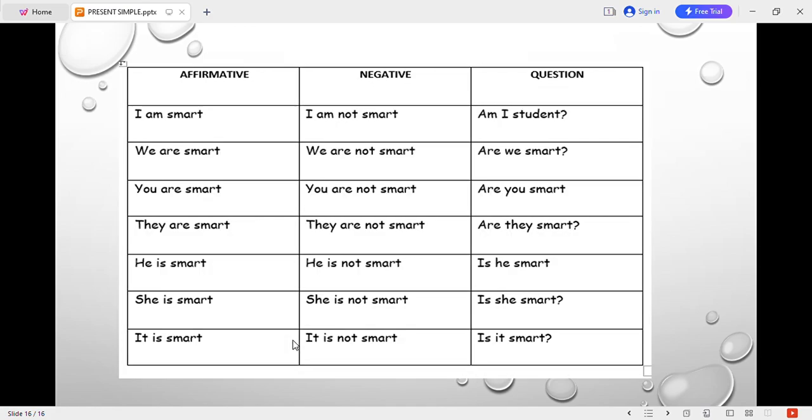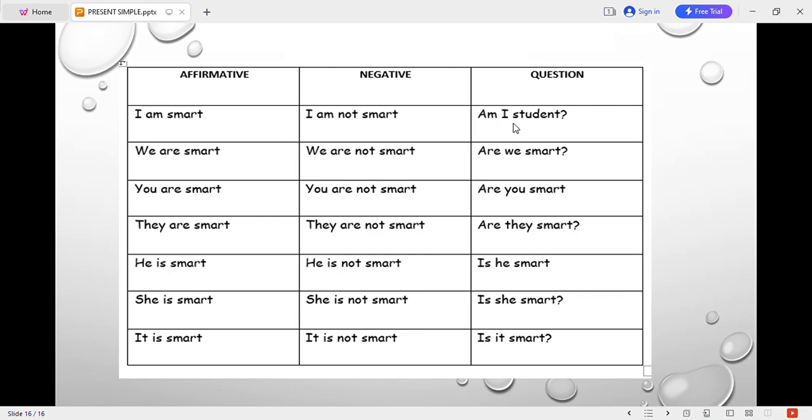Next, last. This is the affirmative sentence, negative sentence, and question or interrogative sentence in nominal sentences, not verbal sentences. So of course we can see the to be verb here: am, are, is. Take a look at this slide now. I am smart. You just put not in the negative sentence. I am not smart.